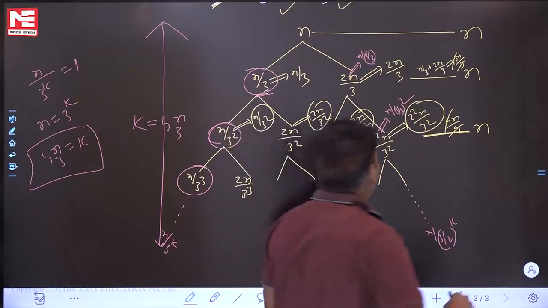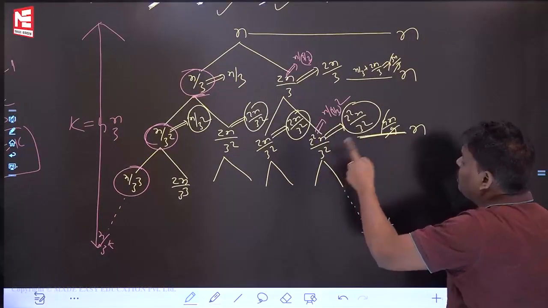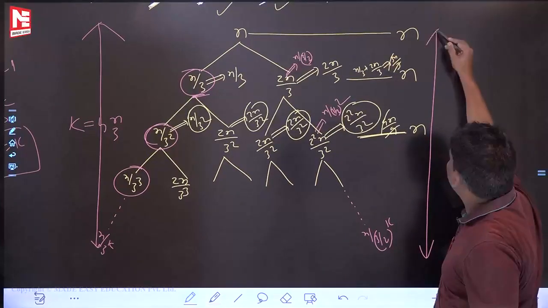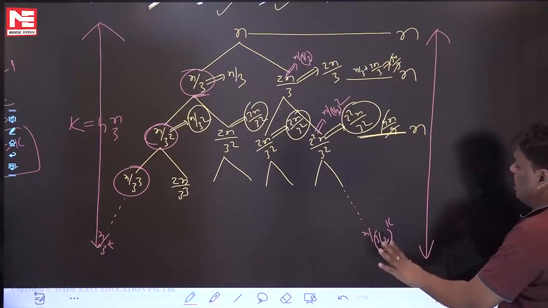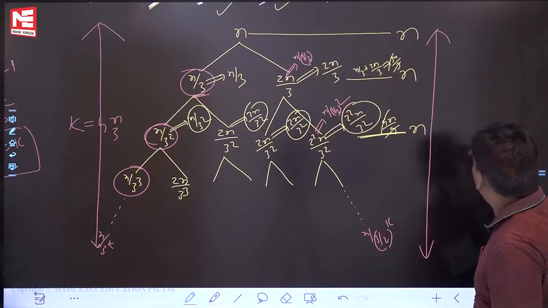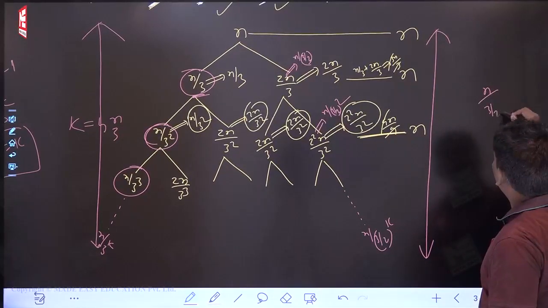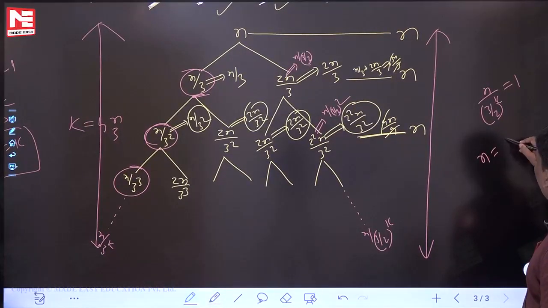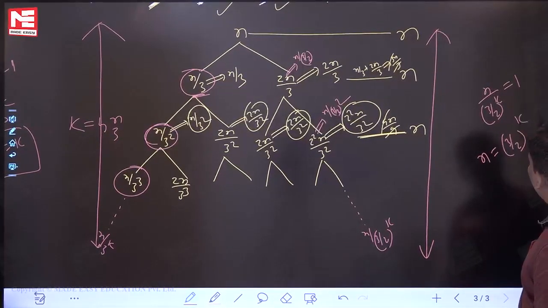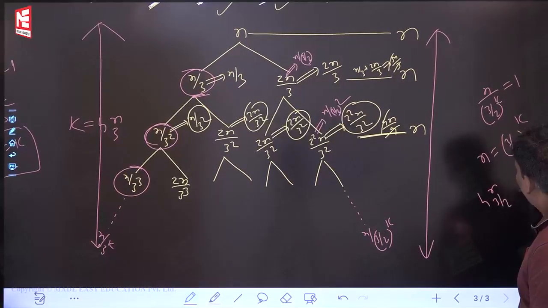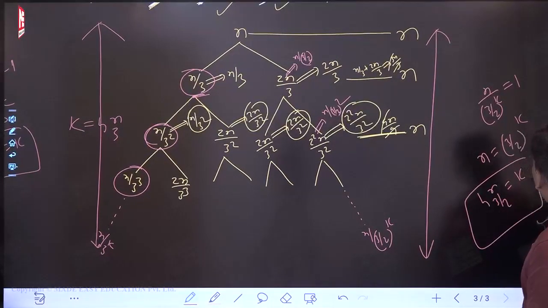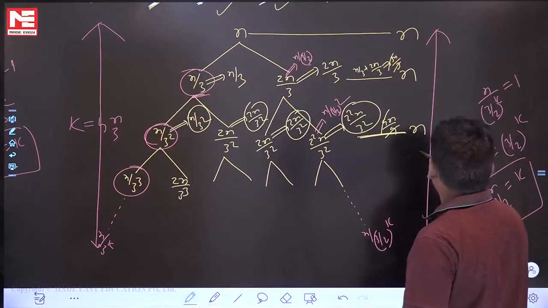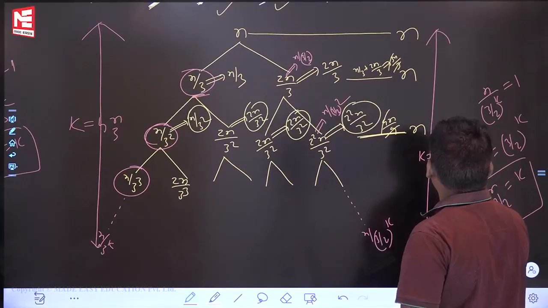Next one: right is always divided by 3 by 2, 3 by 2, 3 by 2. After doing k times, what is k? n by 3 by 2 whole power k. Why did I stop here? This became 1. Let me write n by 3 by 2 whole power k is equal to 1. That is the reason I stopped, which is nothing but n is equal to 3 by 2 whole power k, which is nothing but log n base 3 by 2 is equal to k. So on the right side, the k value is log n base 3 by 2.